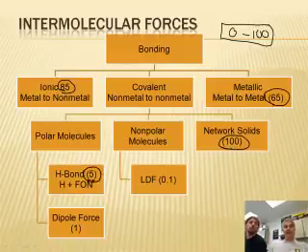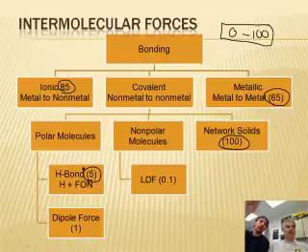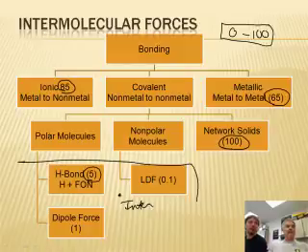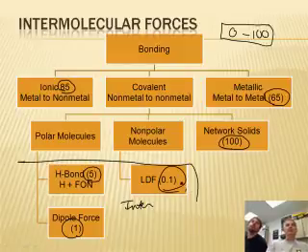Hydrogen bonds are 5. Big drop, because those are intermolecular, and inters are always weaker. Dipole force, even weaker, a 1. And then the London forces, really weak, a 0.1. So you get the idea: the higher the number, the higher the bond strength, and the higher the boiling point and the higher the melting point. Okay, so let's just do some examples.